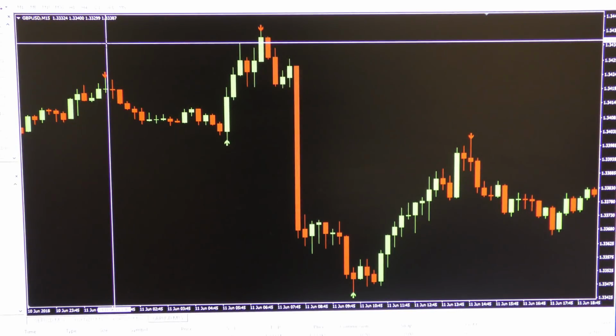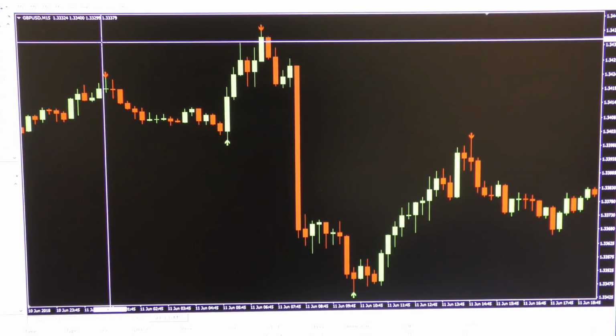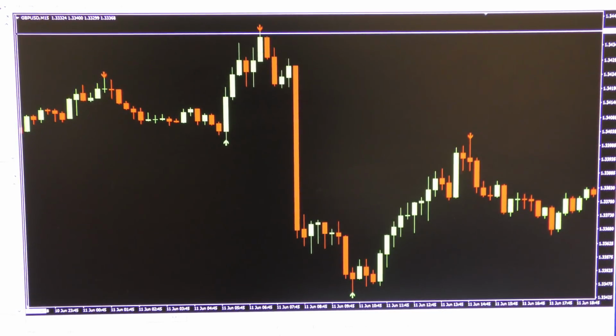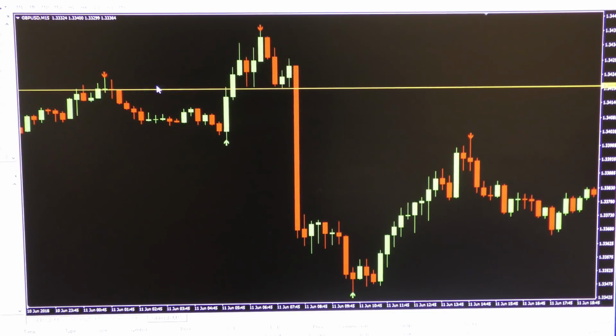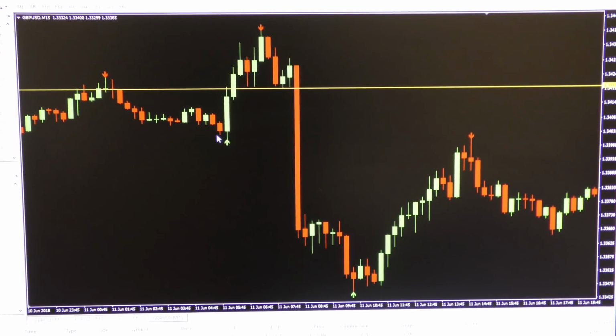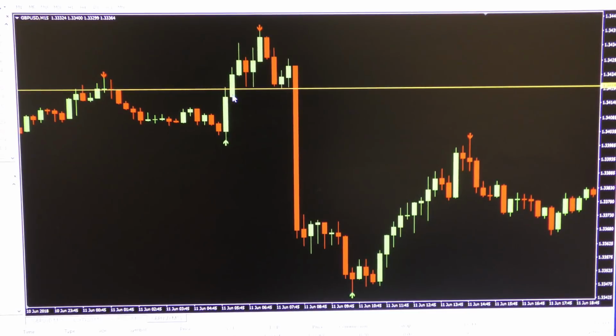This is the 11th of June. Right. So we get the first signal here to go short. We wait for the next candle to close as red, so it went red here, so we go short here, and then we see the new arrow appear, the green one, and that closes here, so we get out here.